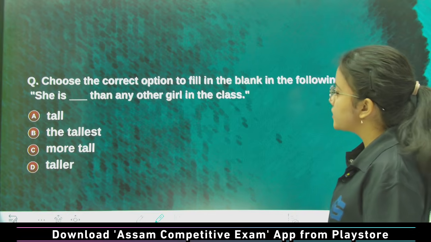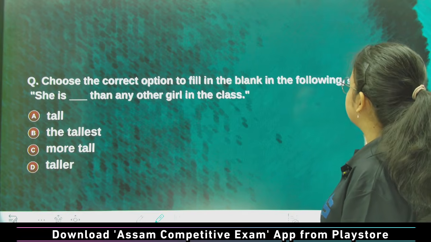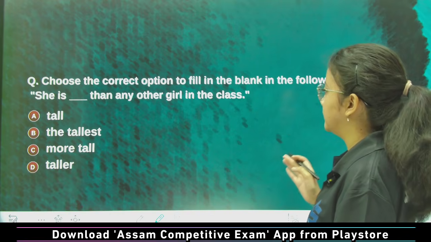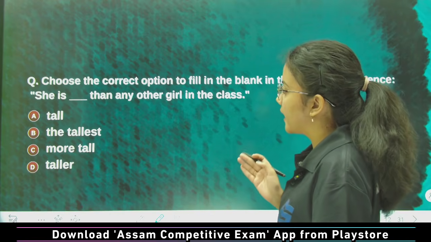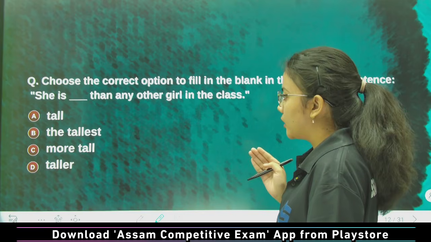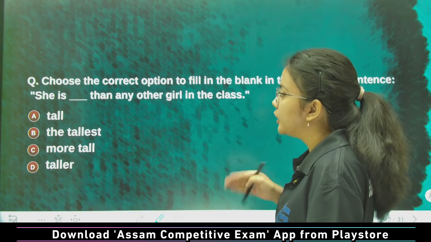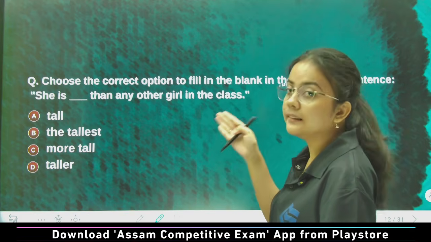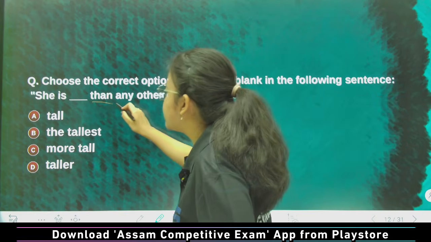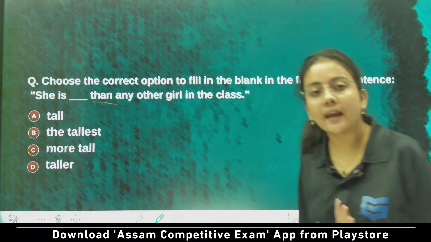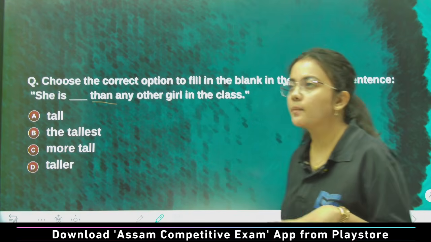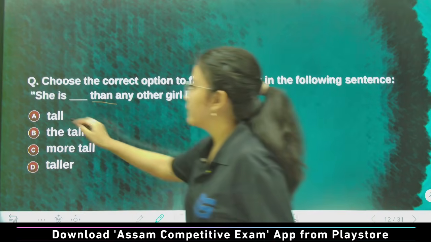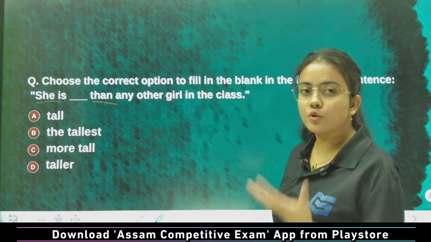Next, choose the correct option to fill in the blank in the following sentence. She is dash than any other girl in the class. Options: A, tall, B, the tallest, C, more tall, D, taller. Now first of all, "she is dash than" is there. When there is "than" in a sentence, we know that something is being compared. Like she, this person is being compared to someone else.